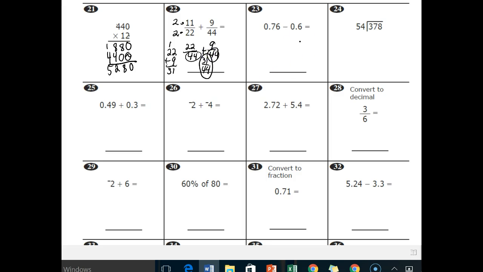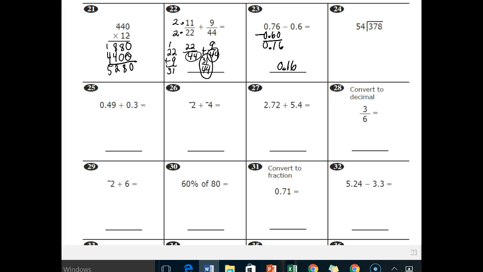Number 23, remember when you do decimals, you need to line up your decimals. So subtract 0.6, fill in a 0. So 6 minus 0 is 6, 7 minus 6 is 1, decimal 0, so 0.16.